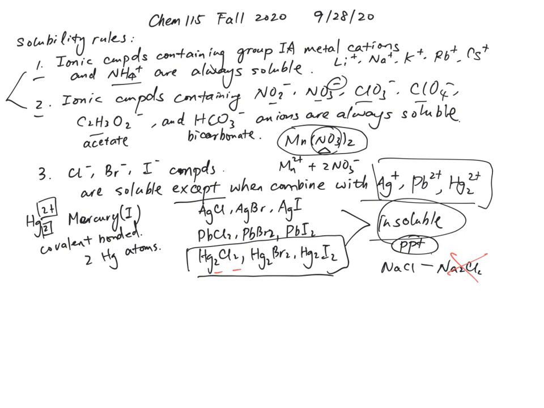Why didn't you do this as HgCl? Well, this time HgCl would be wrong. Why? Because again, we just told you that this is a special polyatomic ion. Okay? These two do stay together.